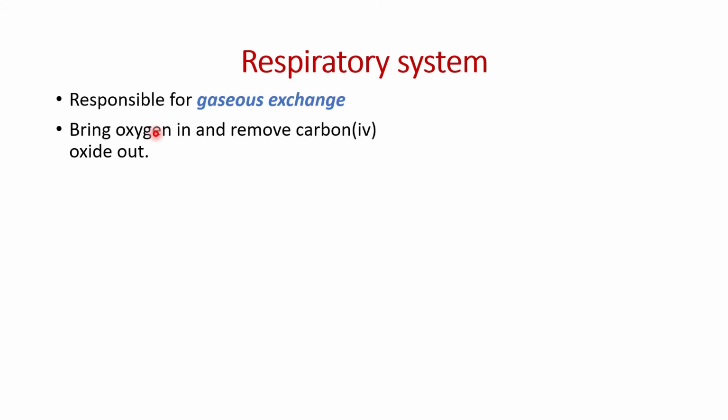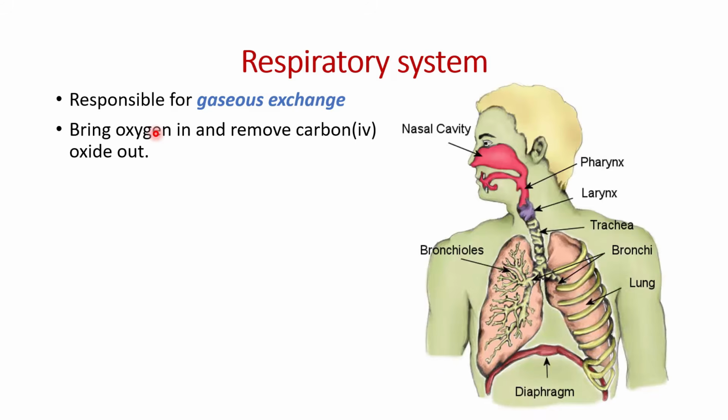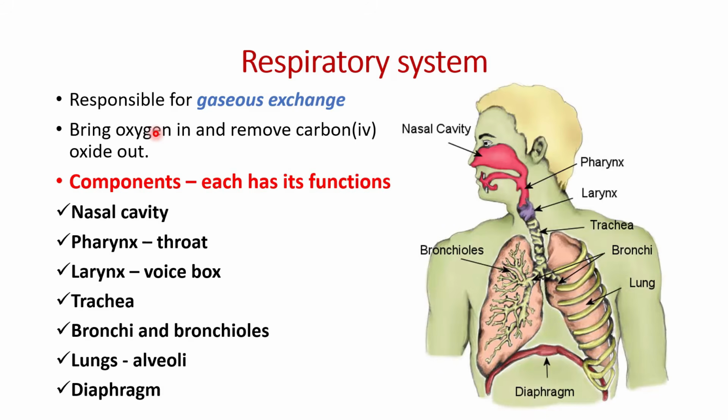So blood brings in waste from body parts, from tissues. Then the same blood takes in this oxygen and transports it to other body parts. So that's how the respiratory system and the cardiovascular system usually work hand in hand. And so the components of this respiratory system, we'll start with the nasal cavity here.